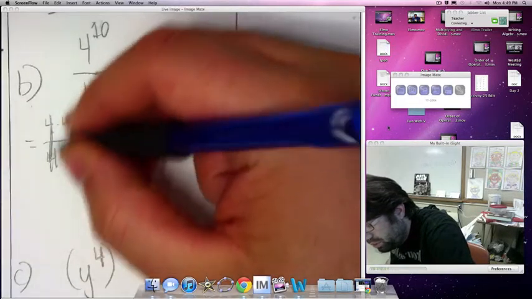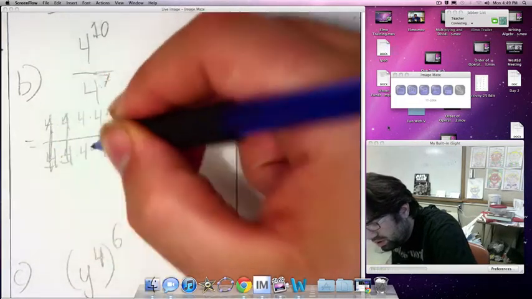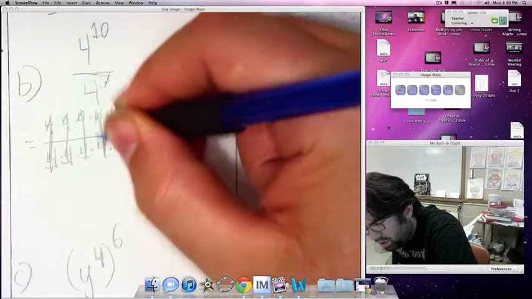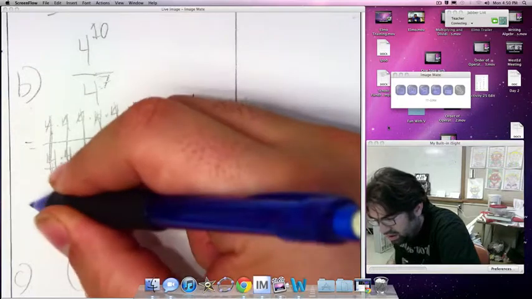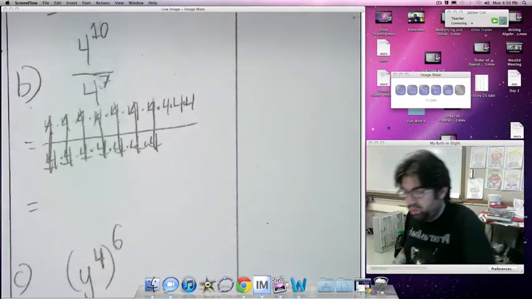4 divided by 4 is 1. 4 divided by 4 is 1. 1, 1, 1, 1, 1. What do we have left? Well, it looks like we have 3 4s on top.